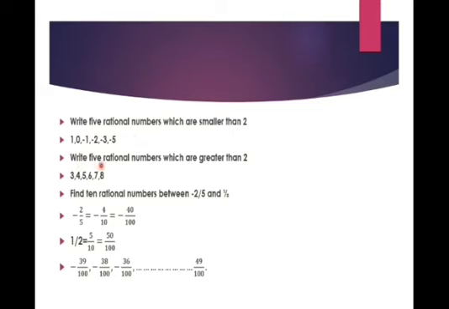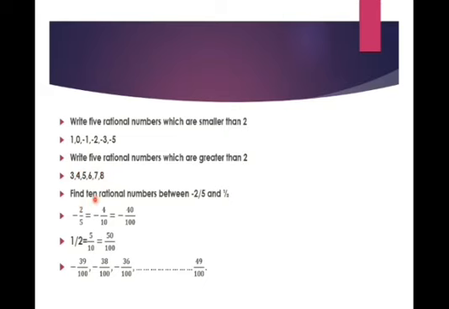And the next one is: write 5 rational numbers which are greater than 2. 3, 4, 5, 6, 8, etc. These numbers are greater than 2 and also rational numbers because they can be represented as 3 by 1, 4 by 1, 5 by 1. In that way, these numbers are also integers and also rational numbers.